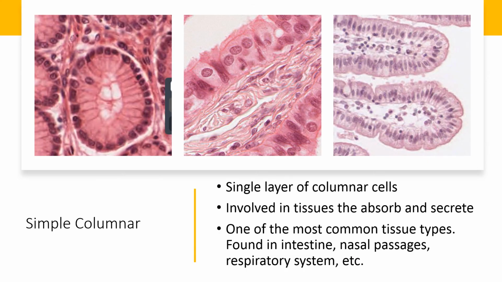Now this is simple columnar. You can kind of see how there's one layer and all of these cells are basically connected to the basement membrane here. I know I didn't mention basement membrane in the last two slides, but you do have a basement membrane. Okay, and it supports the epithelium. So here you can see the rectangular shaped cells all closely packed together. They each have one nucleus. Here, I'll show you over here.